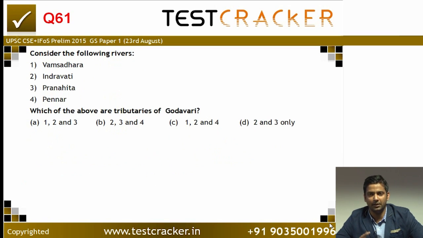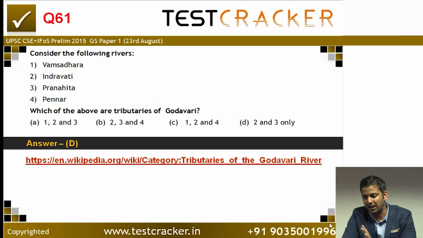Rivers and their tributaries. Regular questions have been asked in the preliminary examination from these topics. Now, we are talking about tributaries of Godavari. In this case, I think you could have easily eliminated 4, Pennar. So, you have to take a call on Vansdhara, because 2 and 3 are there in both option A and D. If you could remember it correctly, you would understand that Vansdhara is not a tributary of Godavari. Therefore, the answer is 2 and 3 only, which is option D.